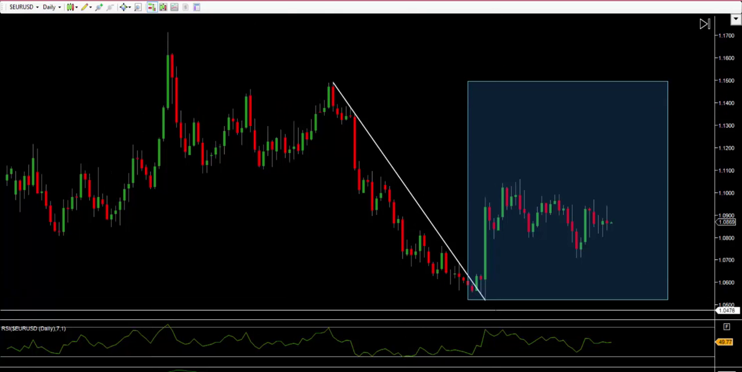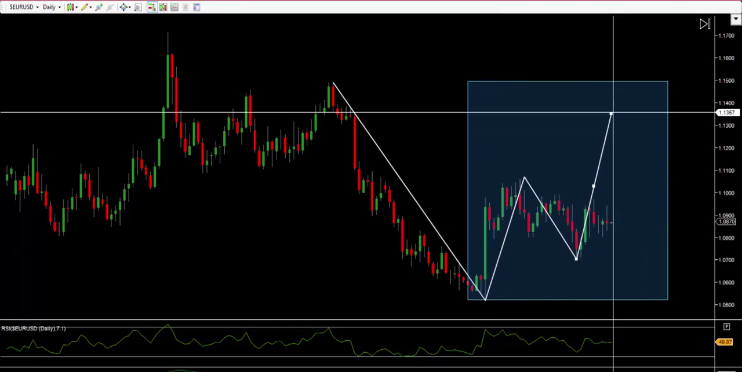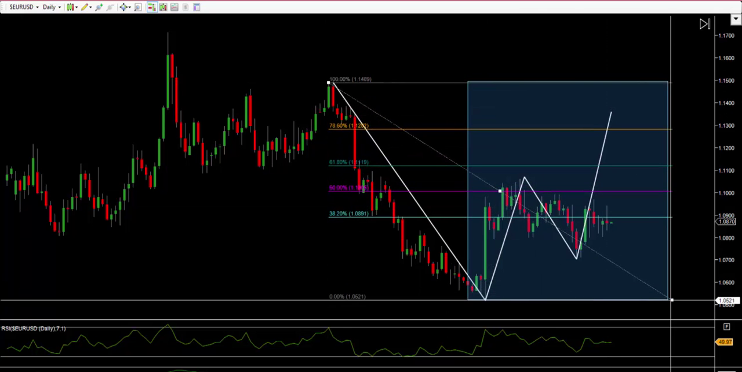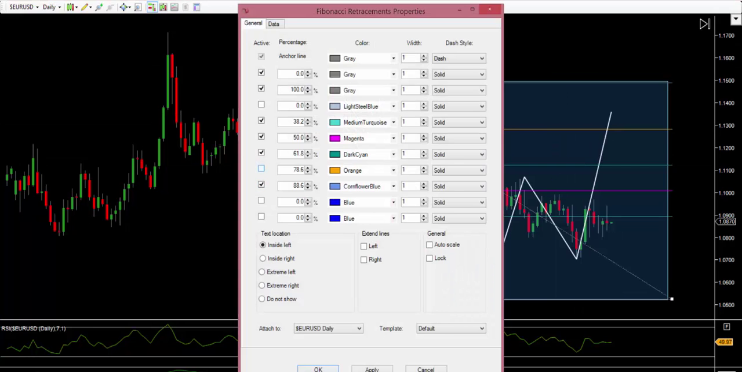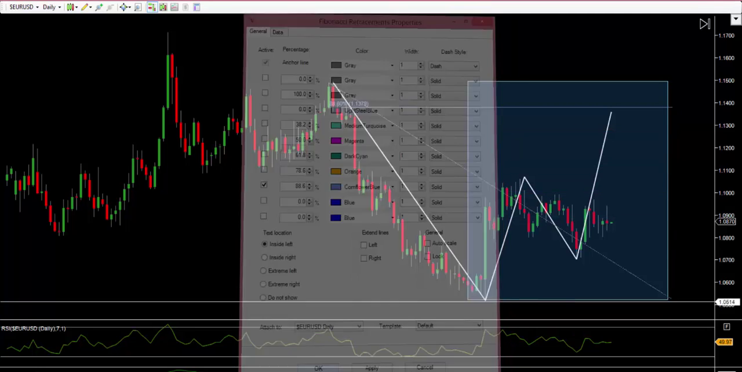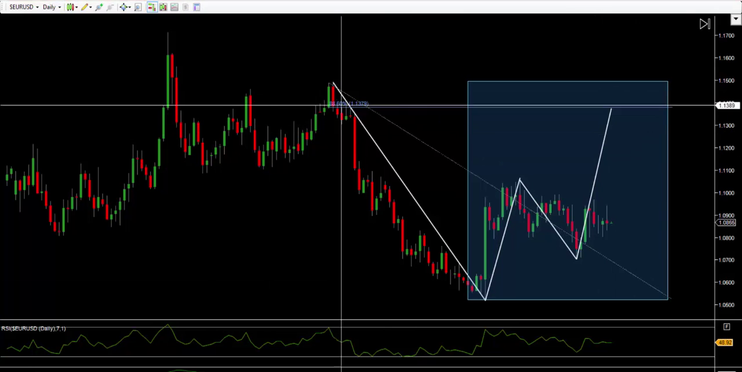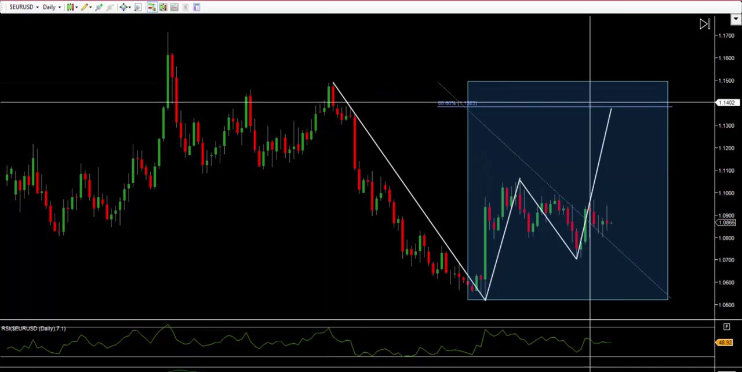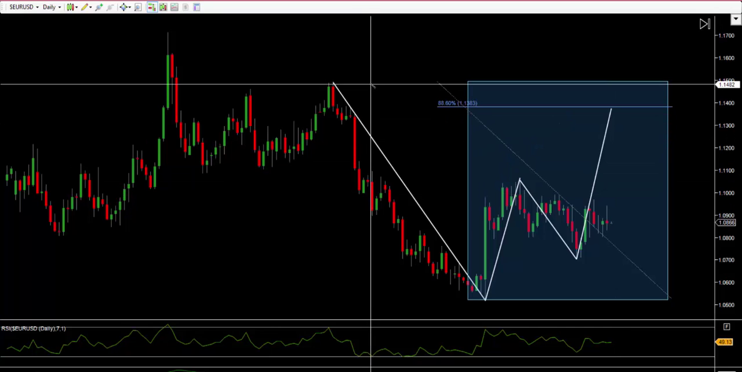And what you will see is that we do have a pattern completion up here. If I get my Fibonacci tool on, you'll see that we have a bat pattern completing at the 0.886. We were a little bit higher. Let me pull that over a little bit so you can see clearly that the 0.886 completes there. So I've established that I'm looking for a bearish entry technique.